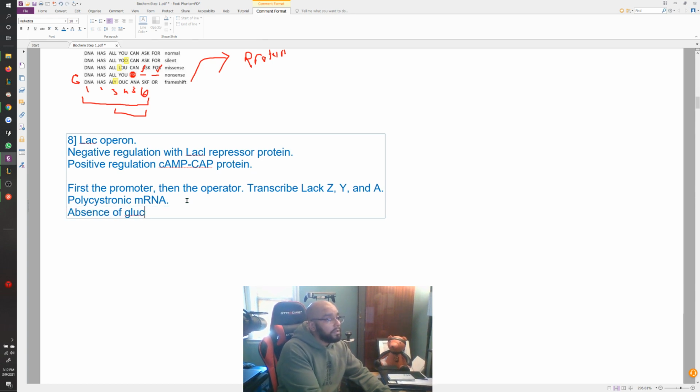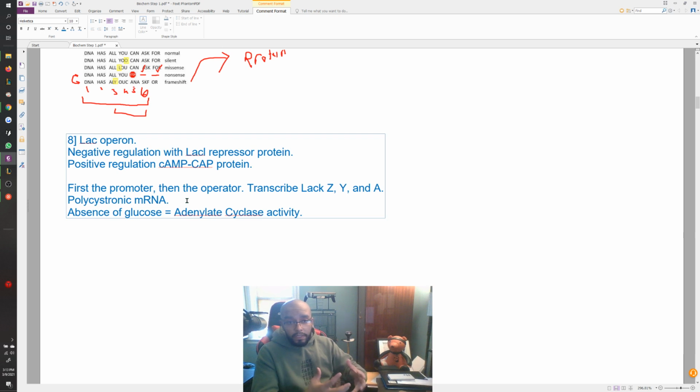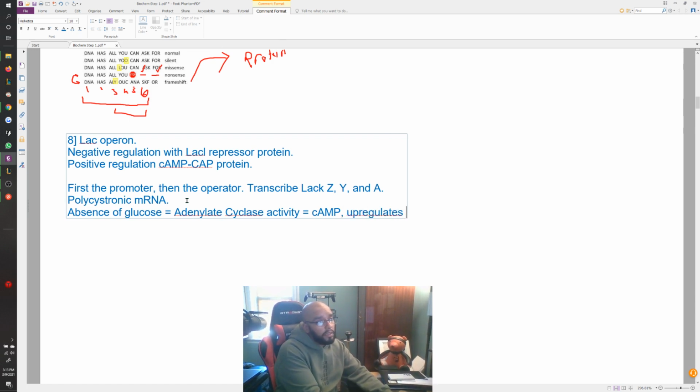Absence of glucose equals adenylate cyclase activity, right? Now adenylate cyclase will take ATP and convert it into cyclic AMP. This is pretty logical, right? When you have sugar, you think of that as energy, and energy is ATP. When you don't have glucose, right, absence of glucose, you're not going to have ATP anymore. Now you're going to have cyclic AMP. Okay, cyclic AMP upregulates the CAP, right? So now the CAP protein can go to the CAP site and then upregulate your promoter.